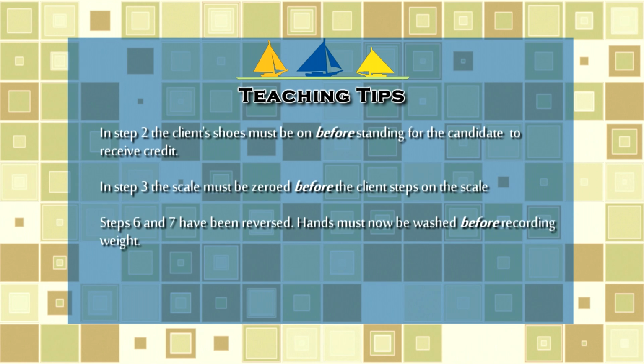Step 6 and 7 are now reversed. Step 6 now requires the candidate to wash their hands before recording the weight. In the old step, candidate recorded and then washed hands. Step 7 has become a critical element.